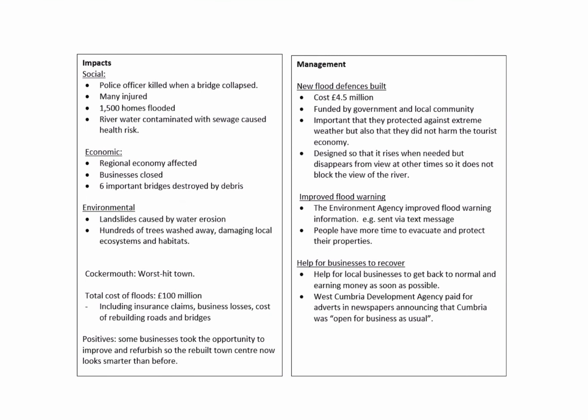So this has caused us some impacts. Again, these are grouped for you, but you've got essentially one dead. You've got the police officer that gets killed when the bridge in the town collapses. You've got 1,500 homes that are flooded. You've got 6 important bridges that are destroyed by the debris, so transport in the town is really well hit. Environmentally, you've got landslides, you've got hundreds of trees washed away, so you've got significant damage to habitats.